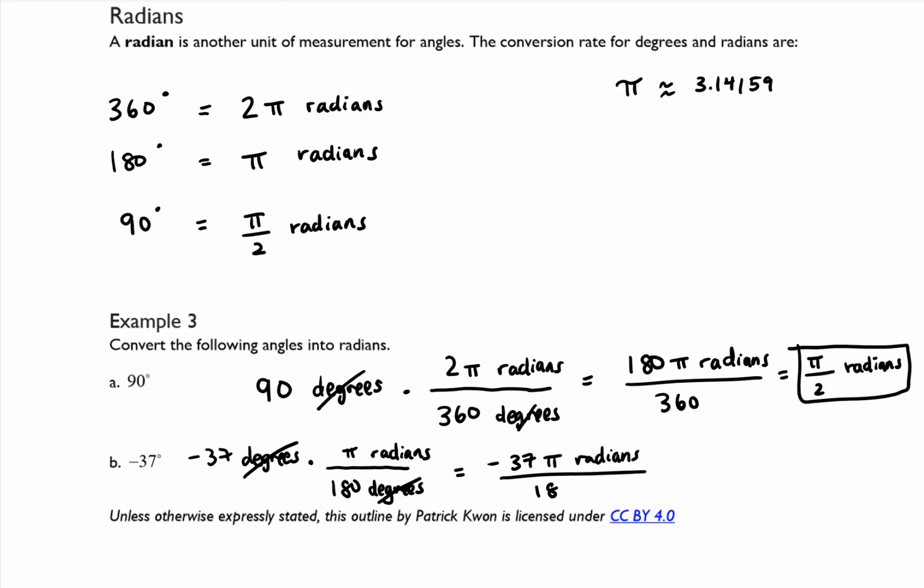over 180. Now, this is a fraction and it's an exact answer, but sometimes you'll want the decimal approximation. So that's something that you can definitely throw into your calculator. And that comes out to be approximately negative 0.65 radians if you throw that into your calculator.